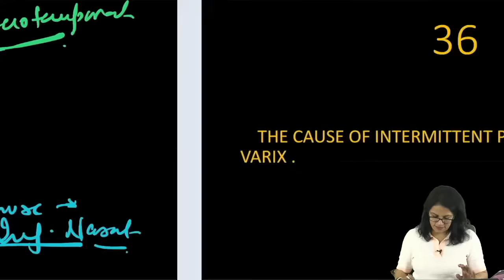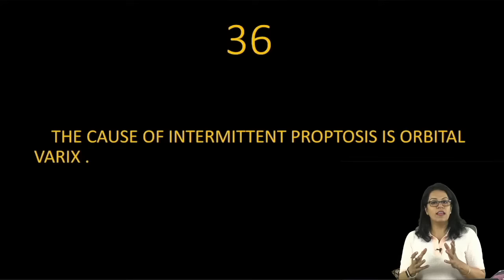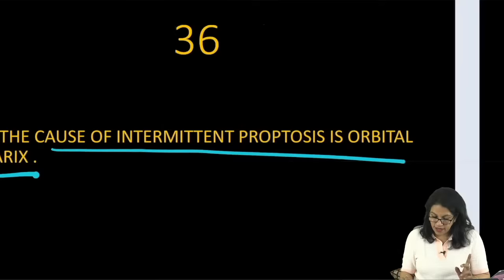Okay, next part. The cause of intermittent proptosis is orbital varices. Correct? Intermittent means sometimes the eye is normal and sometimes not. Sometimes the eye is proptosed, other times the eyeball is in a normal position. That is called intermittent. So, the cause of intermittent proptosis is orbital varices.